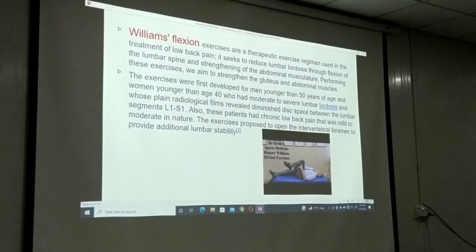bending their knees towards the chest and even more knees towards the chest. Very important exercise to ease the low back pain during pregnancy. Performing these exercises, we aim to strengthen the gluteals and abdominal muscles.